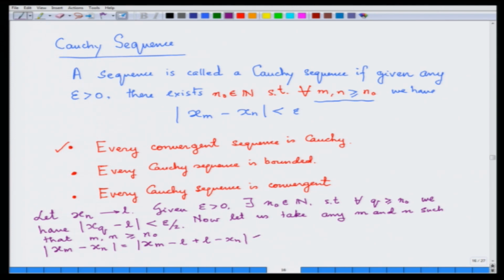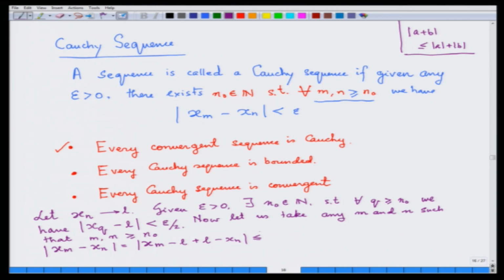Now, by the standard fact about absolute values, that the absolute value of A plus B is at most the absolute value of A plus the absolute value of B. Even if you have forgotten, I am writing it on the side for your reference that for any real numbers this is of course true. It is sometimes called the triangle inequality.